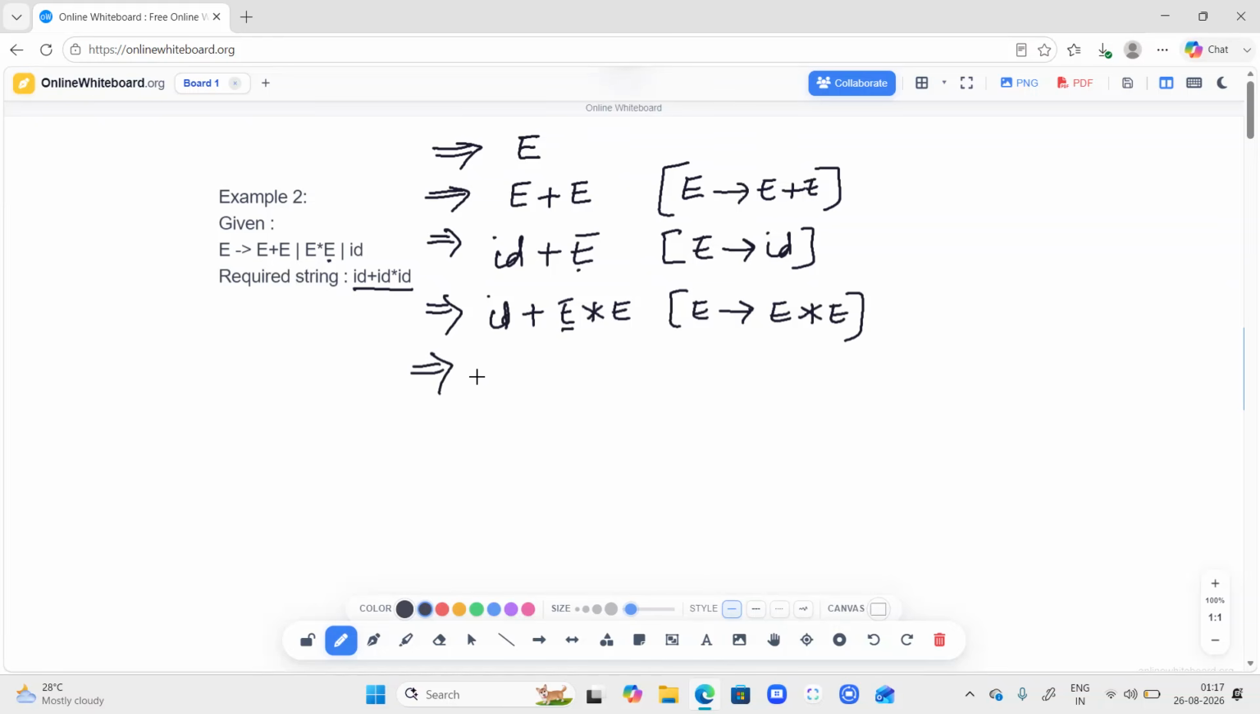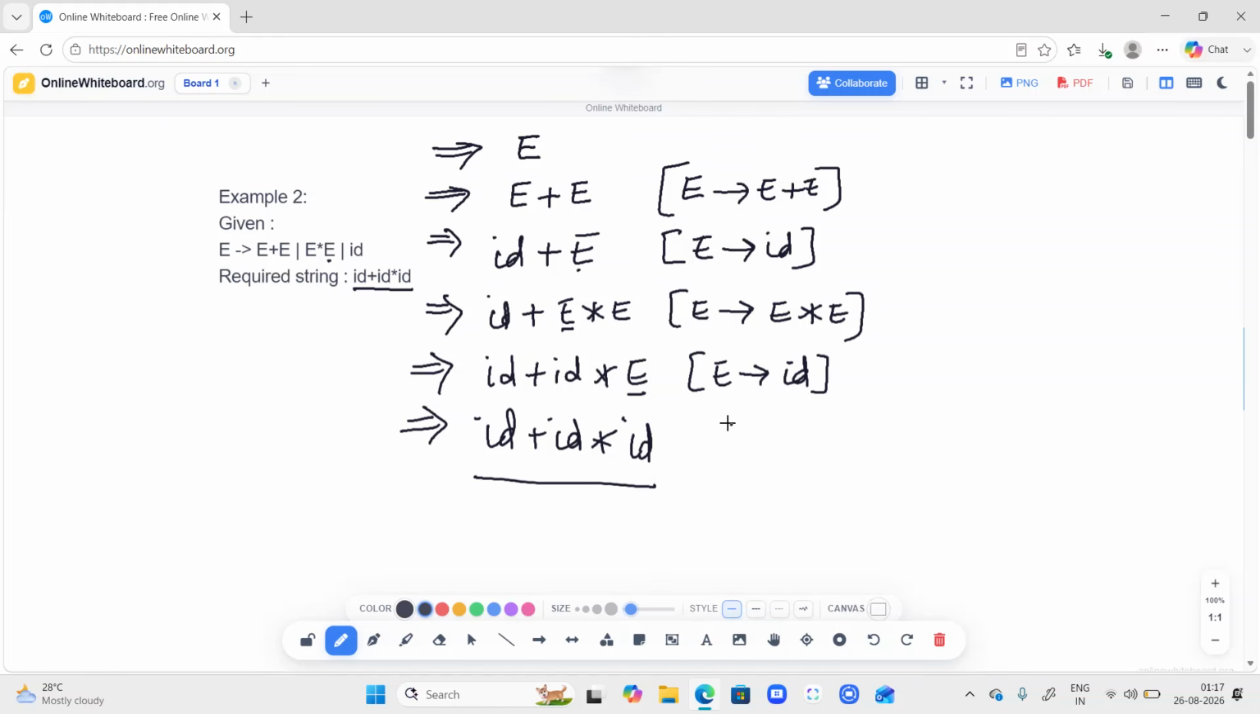This E I'm going to replace with ID. As I said, one step at a time. Keep this E as it is. This is the substitution rule. And finally, I'm going to replace this E. This is the required string. Again, using the substitution rule, E derives ID.